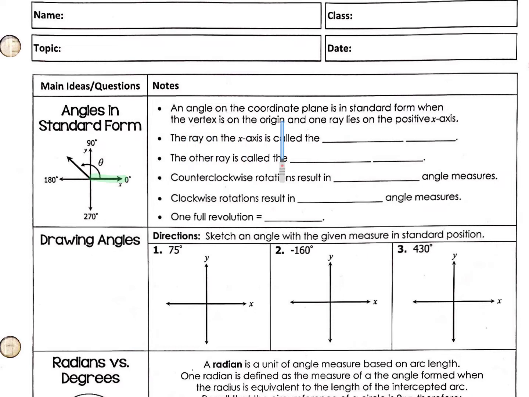So an angle on the coordinate plane is in standard form when the vertex is on the origin. So here's the vertex of that angle, and the angle goes from here to here. And one ray lies on the positive x-axis. So this is your initial side. So the ray on the x-axis is called the initial side.